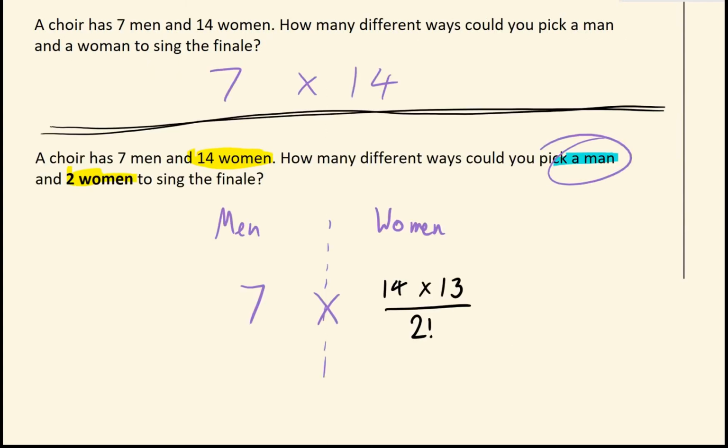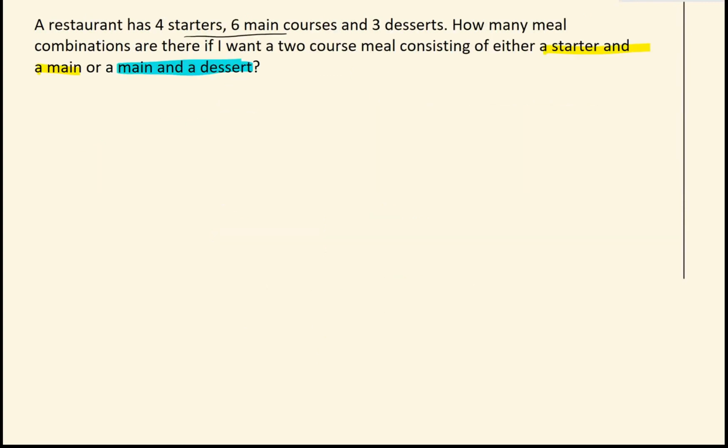From the last question we looked at, we're picking a man and a woman. Basically, when we see the and, it means times things together. Here, because it was an or, we're going to add together our answers. So we're going to do starter and a main. I'm going to do main and a dessert separately, and then we're going to add them together. So starter and a main.